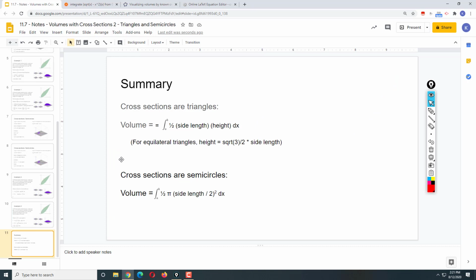So what did we learn? If the cross sections are triangles, then the volume is just the integral of the area of a triangle dx, which is equal to the integral of 1/2 times side length times height dx. For equilateral triangles, the height is square root of 3 over 2 times our side length. If our cross sections are semicircles, the volume is going to be the integral of 1/2 pi r squared dx, which is equal to the integral from a to b of 1/2 pi times our side length over 2, squared. Okay, that's it.